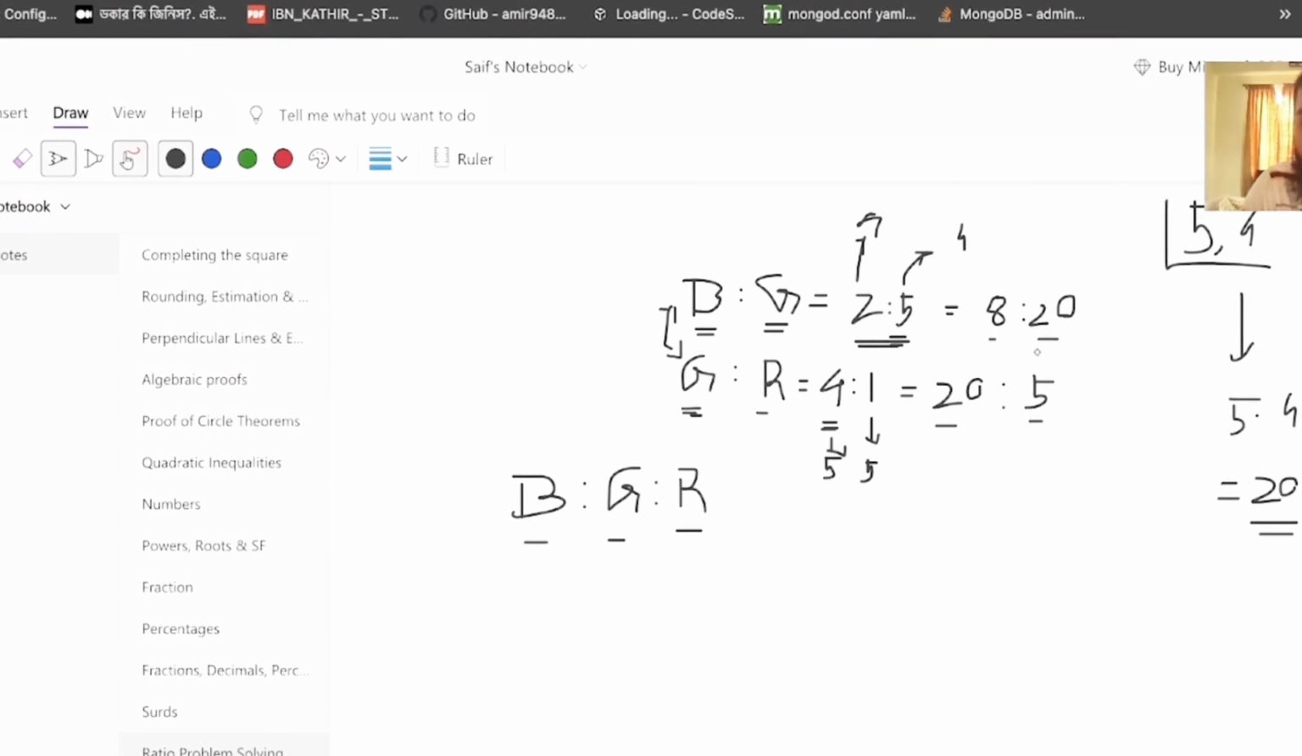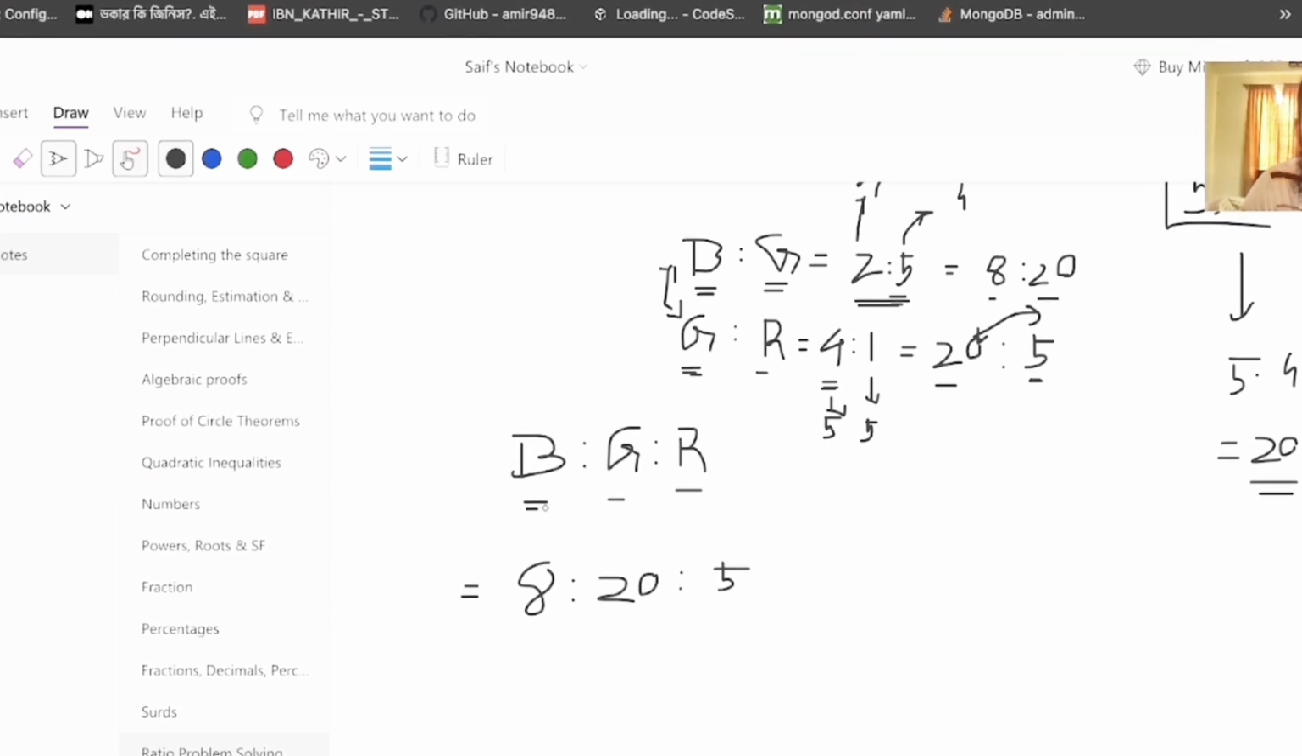Now we can merge these two together. What is the ratio of blue to green to red? The ratio of blue is 8, as you can see here. The ratio of green is what we made common, which is 20, and the ratio of red is 5. So this is the merged ratio of the three colors, blue, green and red.